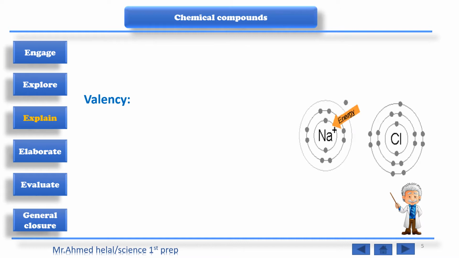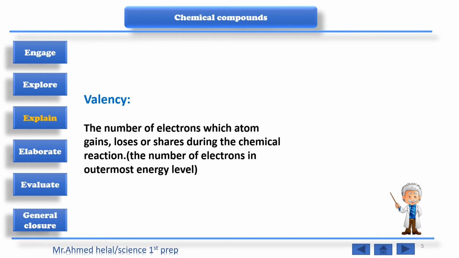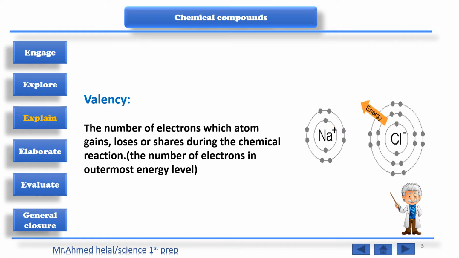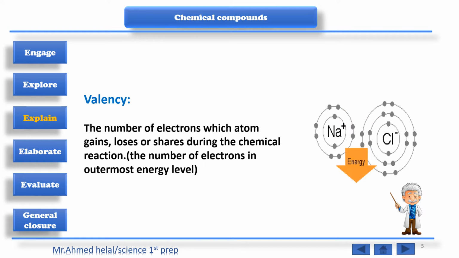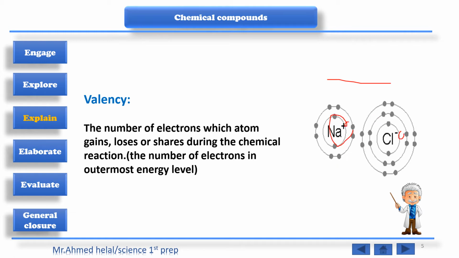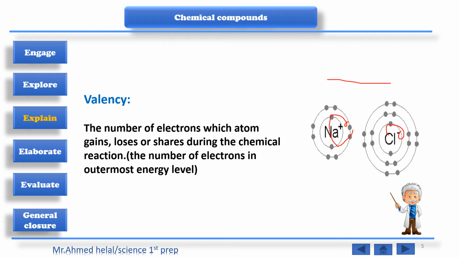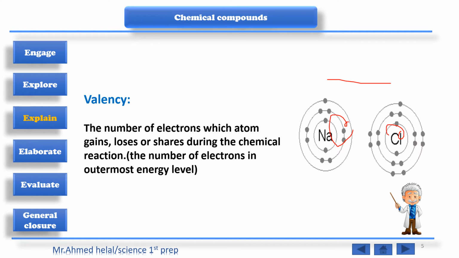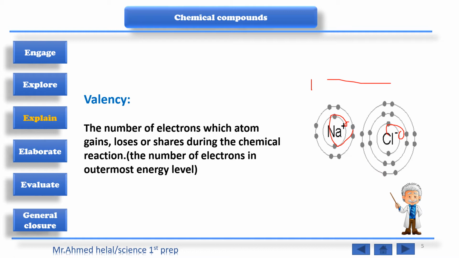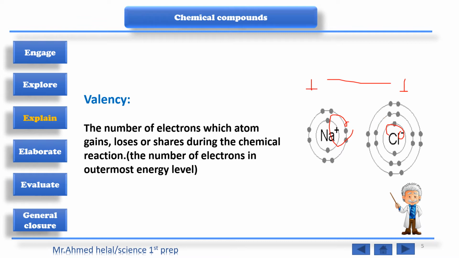We'll talk about valency. Valency is the number of electrons which the atom gains, loses, or shares during the chemical reaction. Is the bond between Na and Cl in NaCl ionic or covalent? Yes, this is an ionic bond, between positive and negative charges. The valency of sodium, which loses one electron, is 1, so it's monovalent. And the valency of chlorine, which gains 1, is also 1. So the valency is the number of electrons which an atom gains or loses.